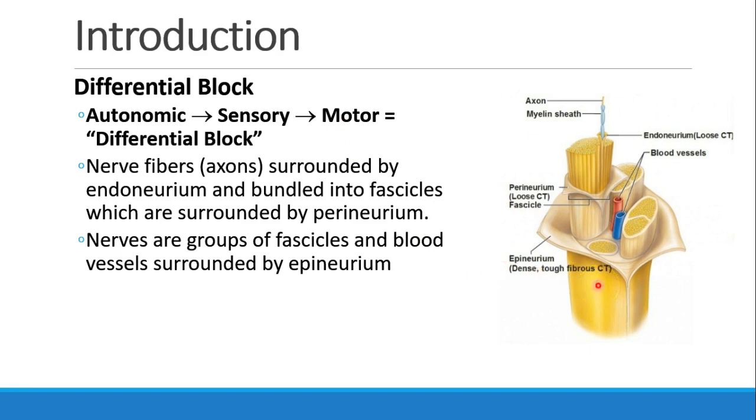So a nerve fiber, or an axon, is surrounded by, and let's just find one here. Here's an axon, and the axons are surrounded by endoneurium. Then they are bundled into fascicles, and the fascicles are surrounded by perineurium. CT here stands for connective tissue, loose connective tissue. That's what the endoneurium and the perineurium are. These fascicles are then bundled into nerves. A nerve is a group of fascicles together with some blood supply, and the whole nerve is surrounded by epineurium, which is a dense, tough, fibrous connective tissue.